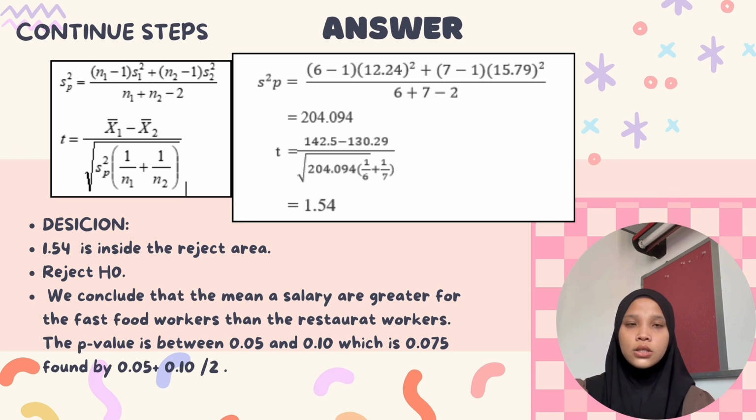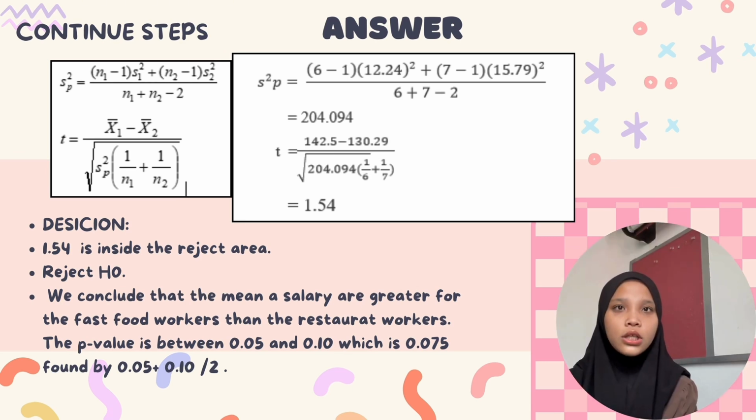The answer is 204.09. To get the t value, we need S bar 1 minus S bar 2 divided by the square root of the sample standard deviation times 1 per n1 plus 1 per n2. So the t value is 142.5 minus 120.29 divided by the square root of 204.09 times 1 per 6 plus 1 per 7.